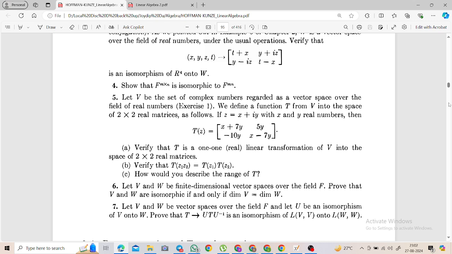V and W finite dimensional vector spaces, prove that. Okay, do 6 and 7. Do 6 and 7. At least try it for a while.